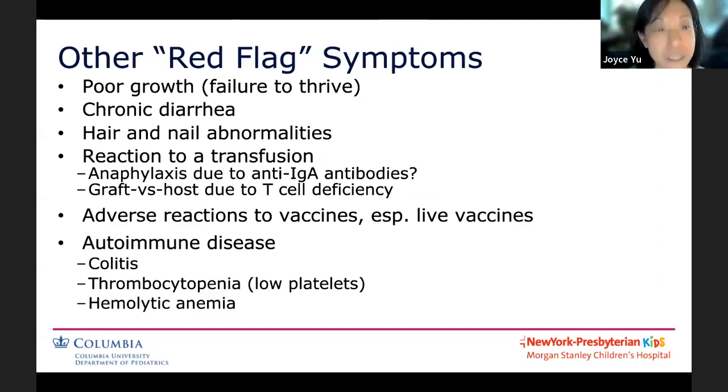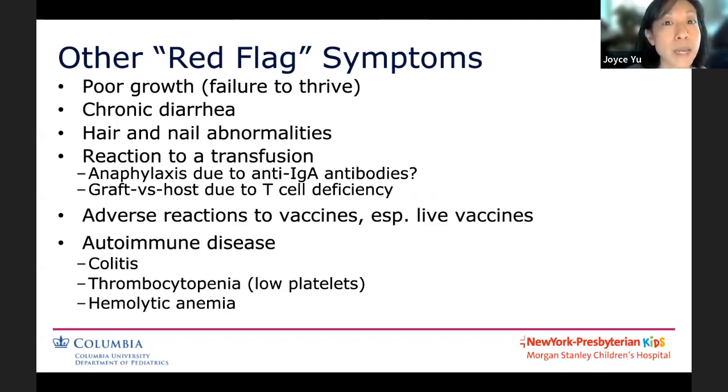Other red flag symptoms. So one of the cardinal signs of immune deficiency is someone who is predisposed to getting lots of infections, just like I mentioned in the previous slide. But you can have other symptoms as well that can be red flags for having immune deficiency.